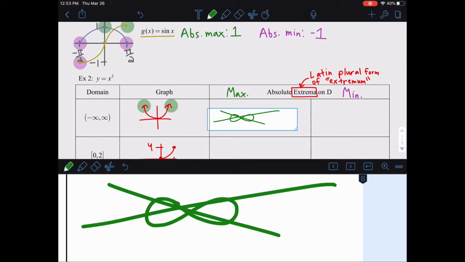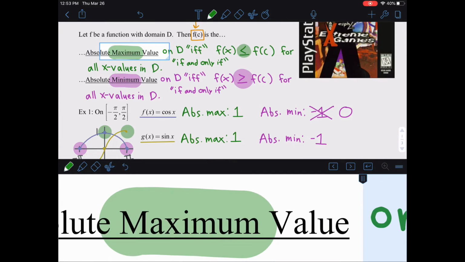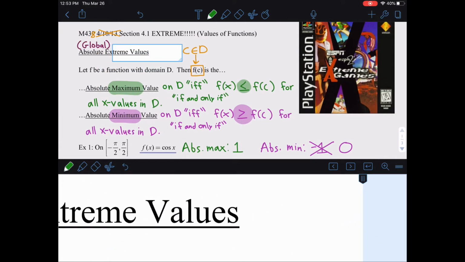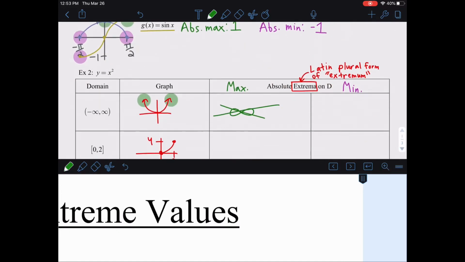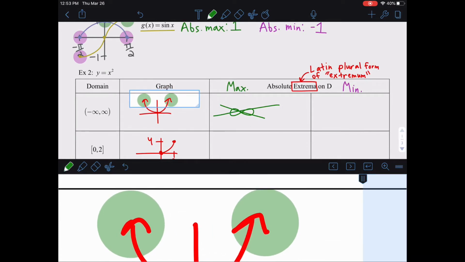Okay, I'm going to scroll back up real quick. This is called absolute maximum and minimum value. These are extreme values. Values is a key here, right? Infinity is not a value. Infinity is not a number, right? We do not have an absolute maximum value because this graph goes up forever.